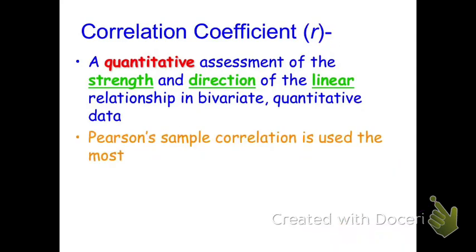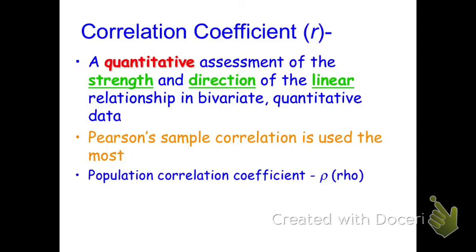Pearson's sample correlation is used the most. That's just the letter R. Population correlation coefficient is rho. Remember Greek and English. Greek would be rho, which is for population, and then sample is going to be R. We hardly ever find the population correlation coefficient.